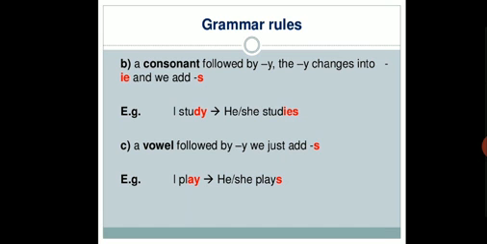But with he, she, it, we write goes, plays. S and es is needed with he, she, it. He goes to the beach every weekend. She goes to the beach every weekend. It goes to the beach every weekend. It can be a robot.